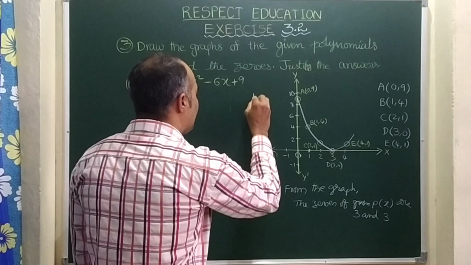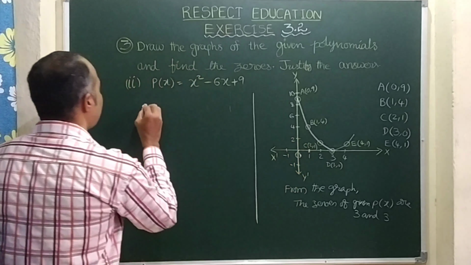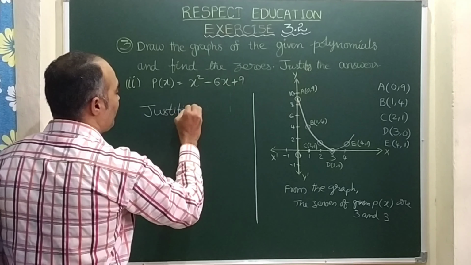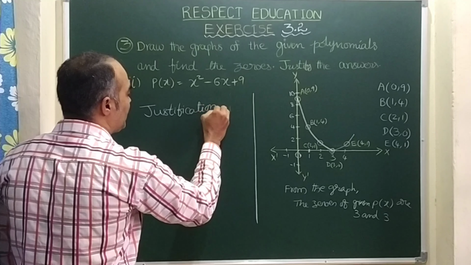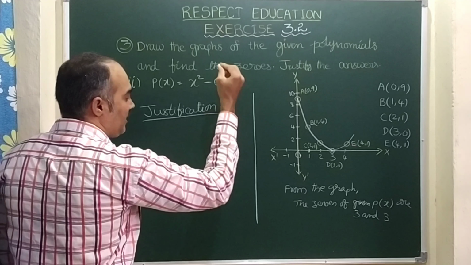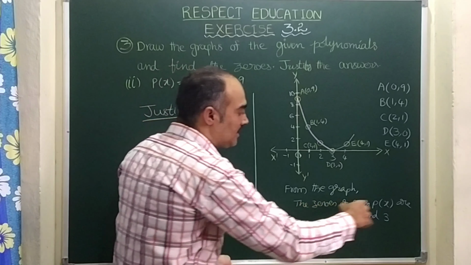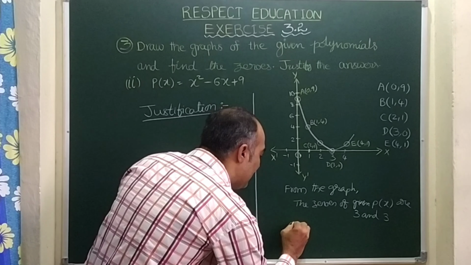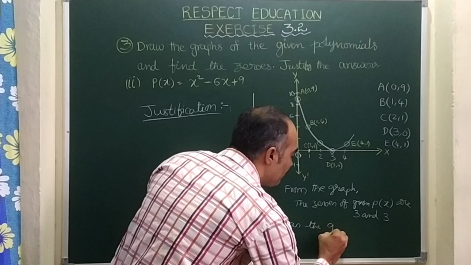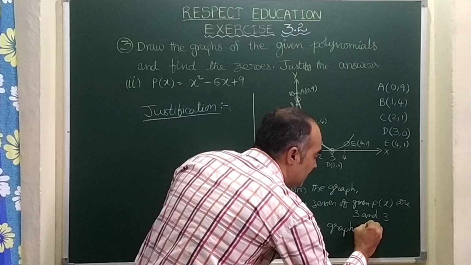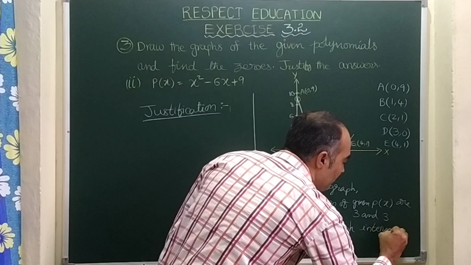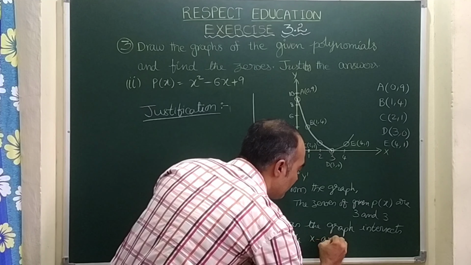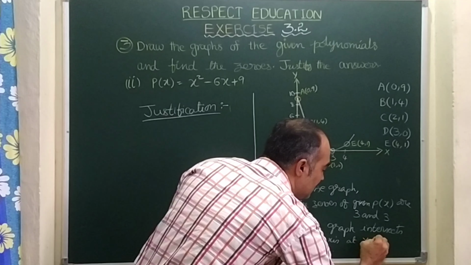So here let us do justification. Here you can write the reason also. The zeros of the given p of x are 3 and 3, as the graph intersects the x-axis at x equal to 3.